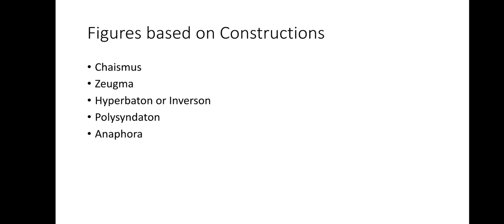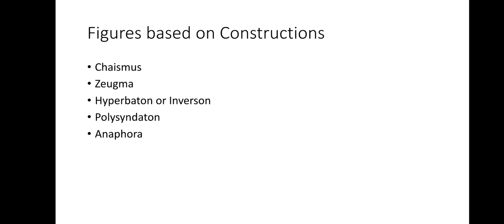Then we have hyperbaton or inversion. Inversion changes the grammatical order of the words to emphasize. Here we invert the grammatical order of the words. When we say, "Silver and gold have I earned," we could simply say, "I have earned gold and silver." But the inversion makes some kind of emphasis. Silver and gold have I earned.